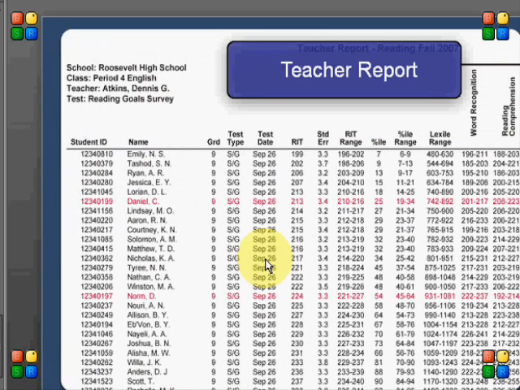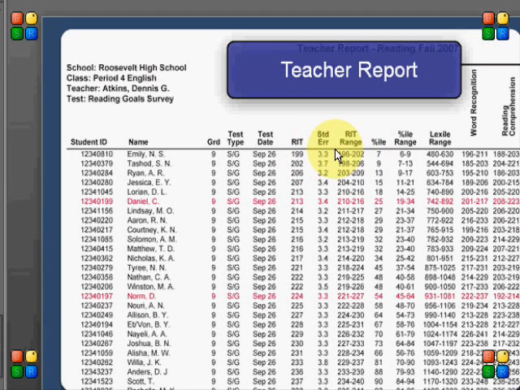Looking at teacher report, you have all your students. Hopefully these are fictional people. 9th grade class. You have their RIT ranges, test date, test type, survey with goals, longer version, remember. You have your standard errors, also something I guess I didn't point out before, right? 199, standard error of 3.3. And if you look at that, then they are extending the RIT range about 1 standard error above and below.